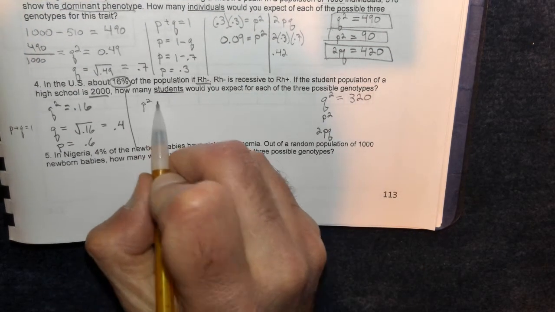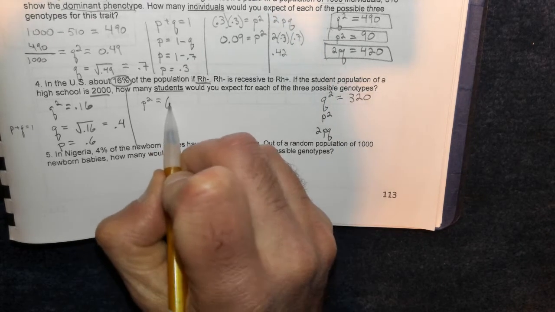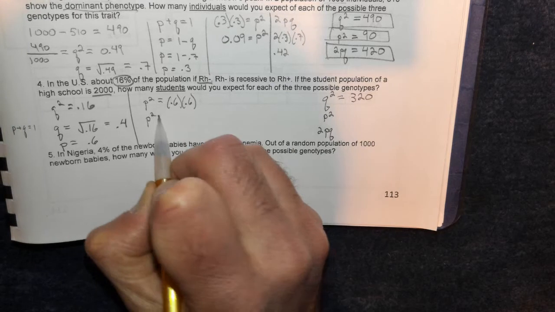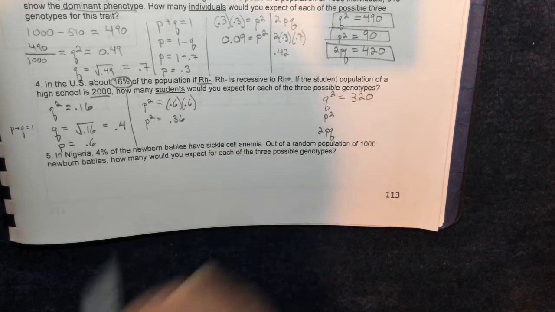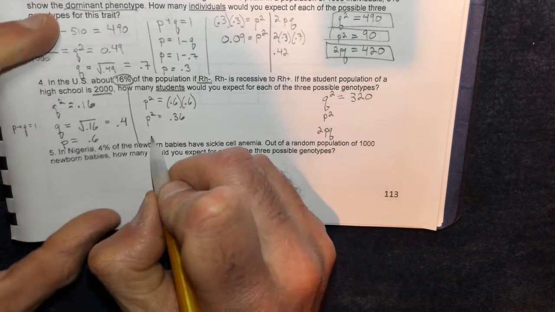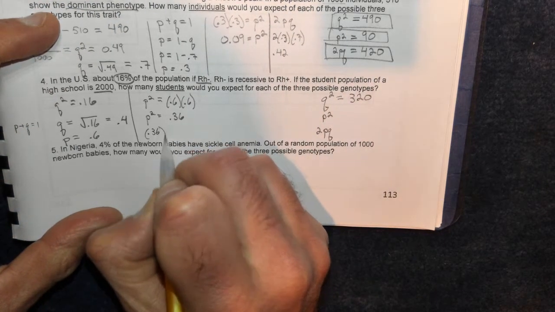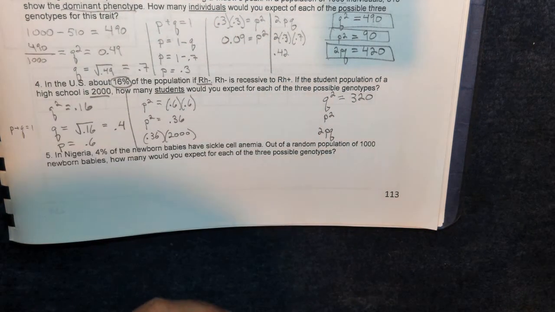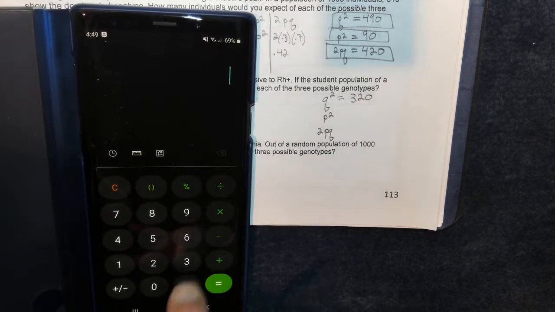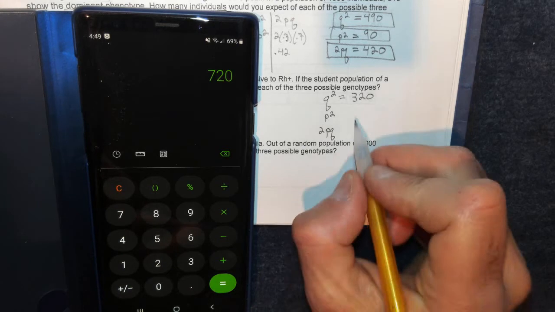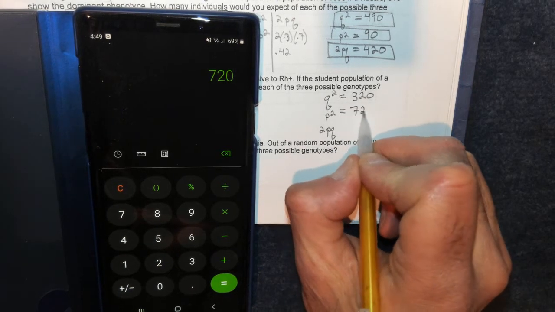Let's figure out what p squared is. p squared is 0.6 times 0.6, which is 0.36. Well, 36% of 2,000 is 0.36 times 2,000. Remember, they want how many actual people, how many individuals. So let's figure out what 0.36 out of 2,000 is. It's 720. That's a lot of people.